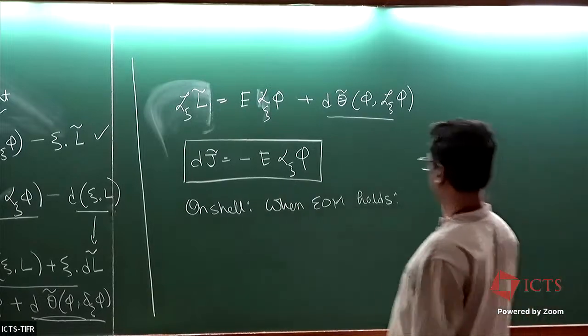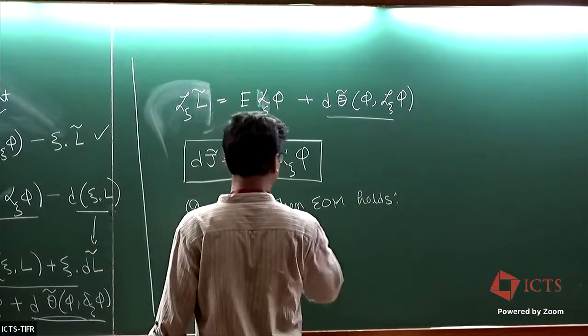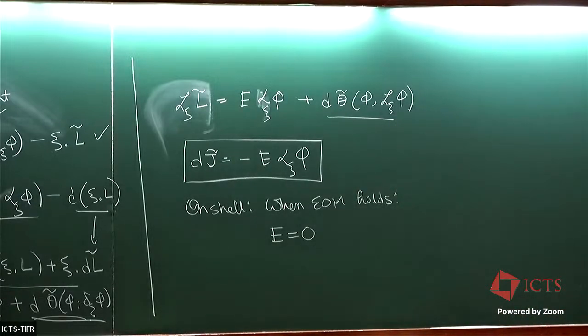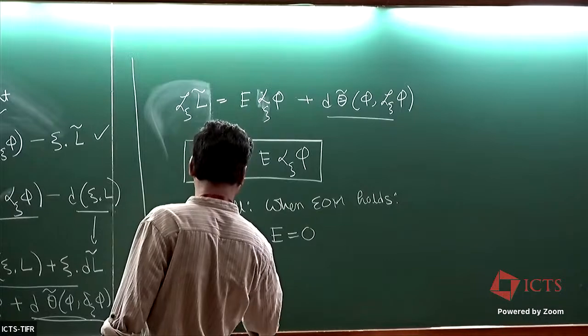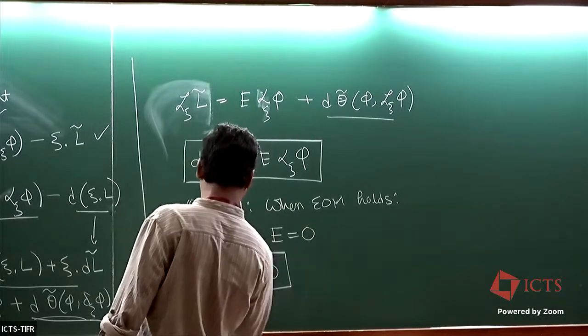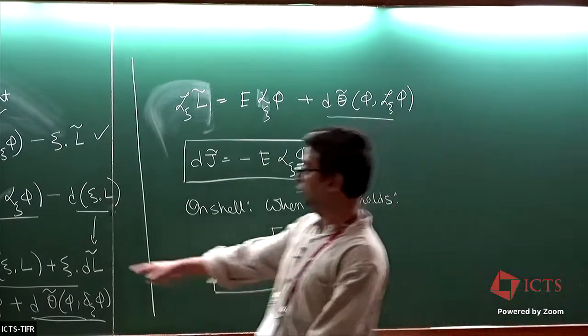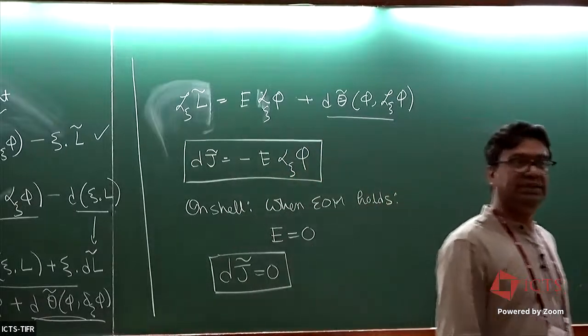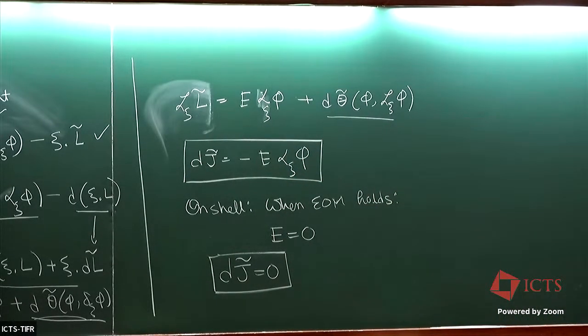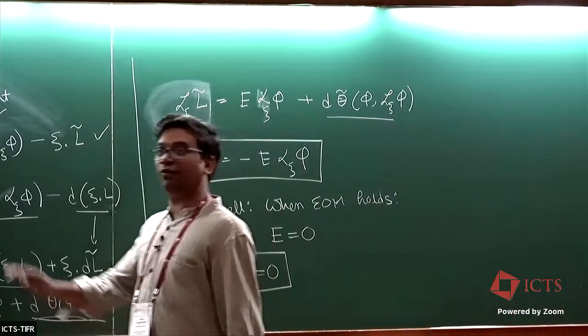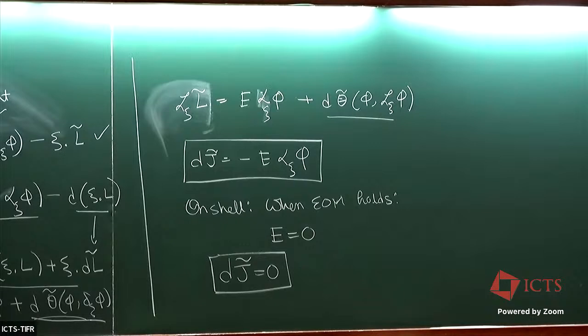Okay. On shell, when the equation of motion holds, E is equal to zero. And therefore, we obtain d J tilde equal to zero. So this is a closed form for variations which are diffeomorphisms. Is that clear? This will not work for arbitrary variations. Why? Because I have to take the Lie derivative. This definition. So you have to do it for diffeomorphisms. Is that part clear? So we found a current which is conserved on shell for variations which are diffeomorphisms. We will call this current the Noether current for diffeomorphisms, obviously.